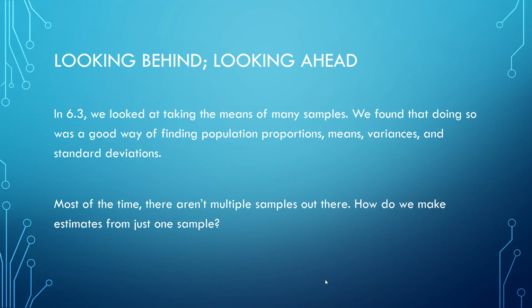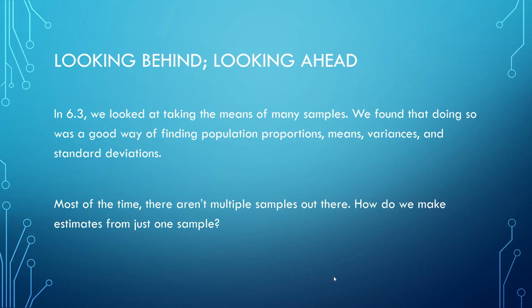In particular, the section that most of my students like the least, 6.3, which was sample statistics, we found that if we had a lot of samples out there, we could take the mean of those samples, and that mean of sample data would be the best estimate of the population parameter.